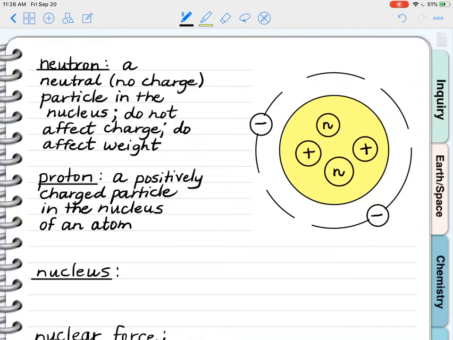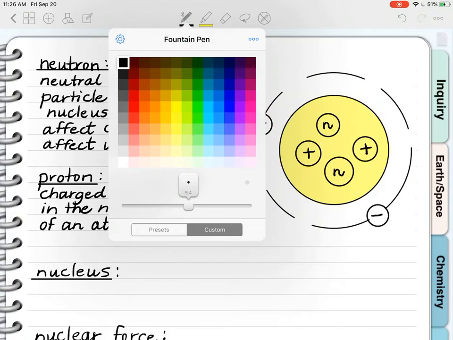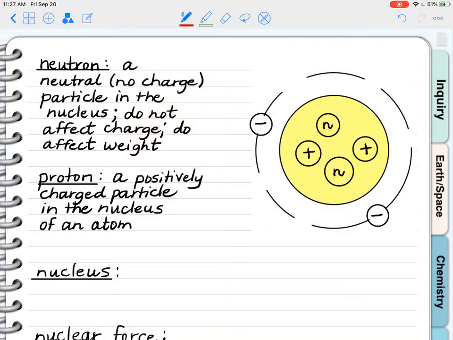Now here's something that I want you to notice. This is a very important thing about science. What have you heard all your life about opposites? Opposites attract. They're drawn toward each other. So this positive and that negative are going to be attracted to each other. This positive and this negative are going to be attracted to each other.